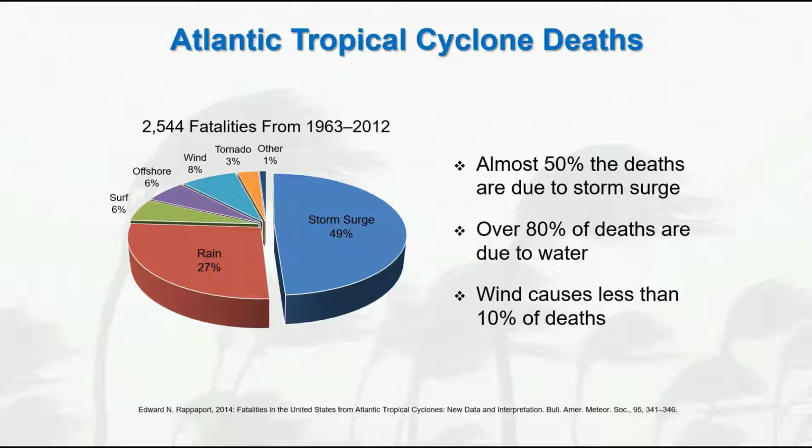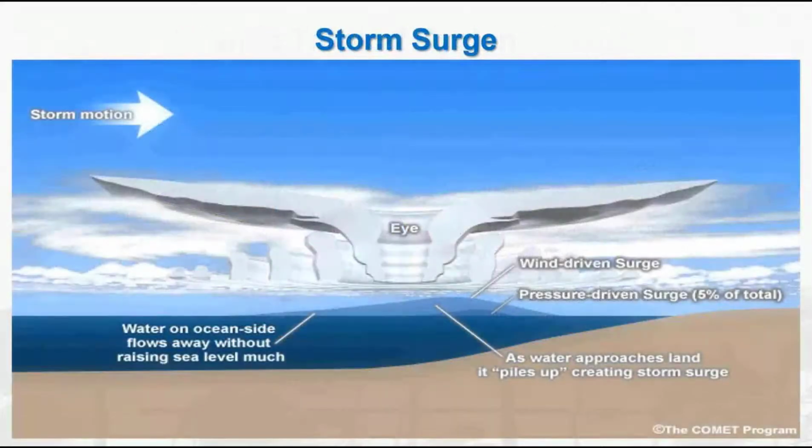Although winds are important because winds can cause a lot of damage, the water is really the most deadly part of a hurricane, not necessarily the winds. So what is storm surge? Well, as a hurricane moves towards the coast, it will push a dome of water, and that will cause an abnormal rise in sea level towards the coast.